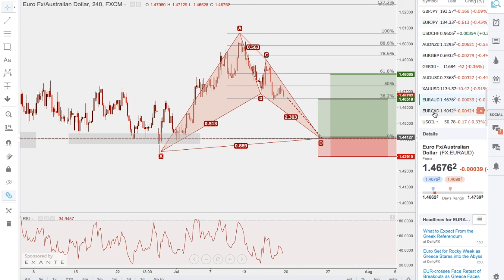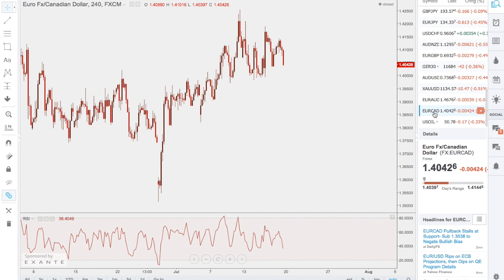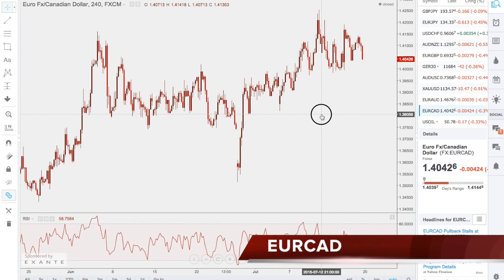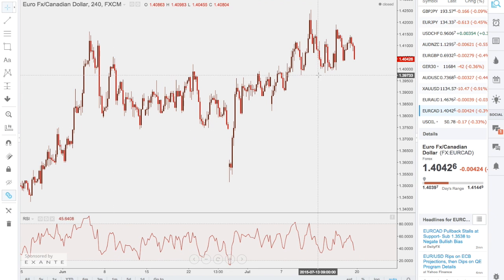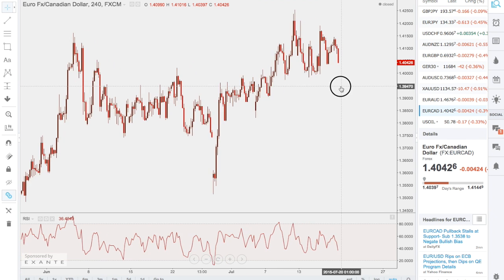Okay, the next one that I would like to share with you is Euro Canadian. Alright, so this pair, if you look at this chart itself, the overall trend is still in the upward direction. But this pair is a little bit tricky because Euro isn't fundamentally very strong, similar to Canadian from last week's news and fundamental data itself. Alright, so both are pretty weak.